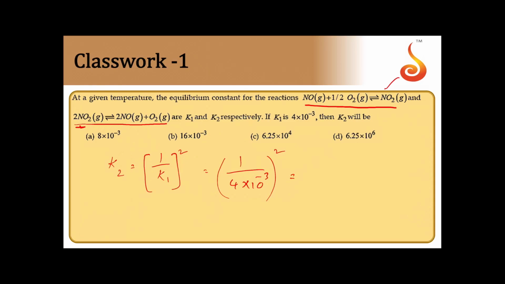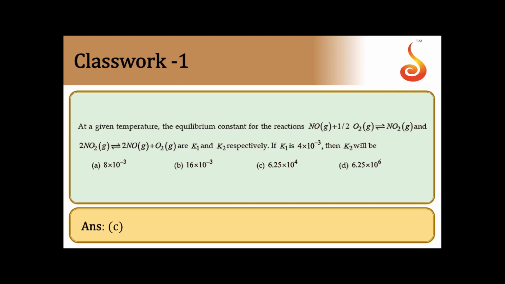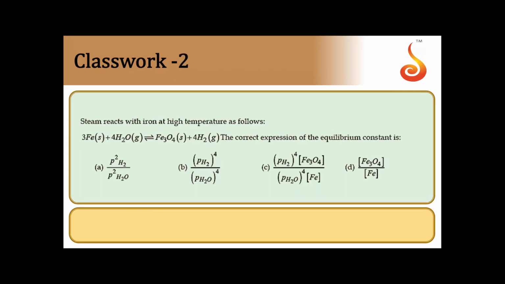So this is equal to 0.0625 into 10 to the power of 6, which is equivalent to 6.25 into 10 to the power of 4. So option C is the correct answer here. When you reverse the equation, we need to invert the equilibrium constant, and multiplying throughout by 2, we need to square it. So the answer is 6.25 into 10 to the power of 4, option C.